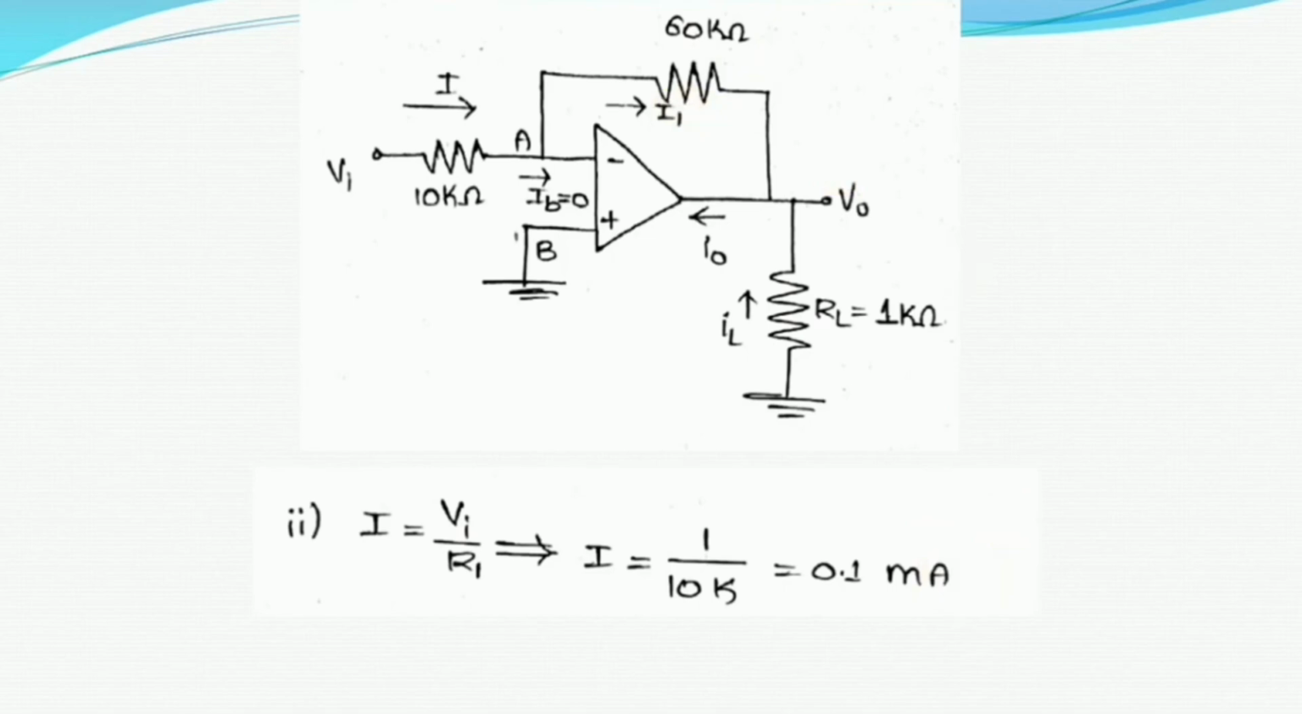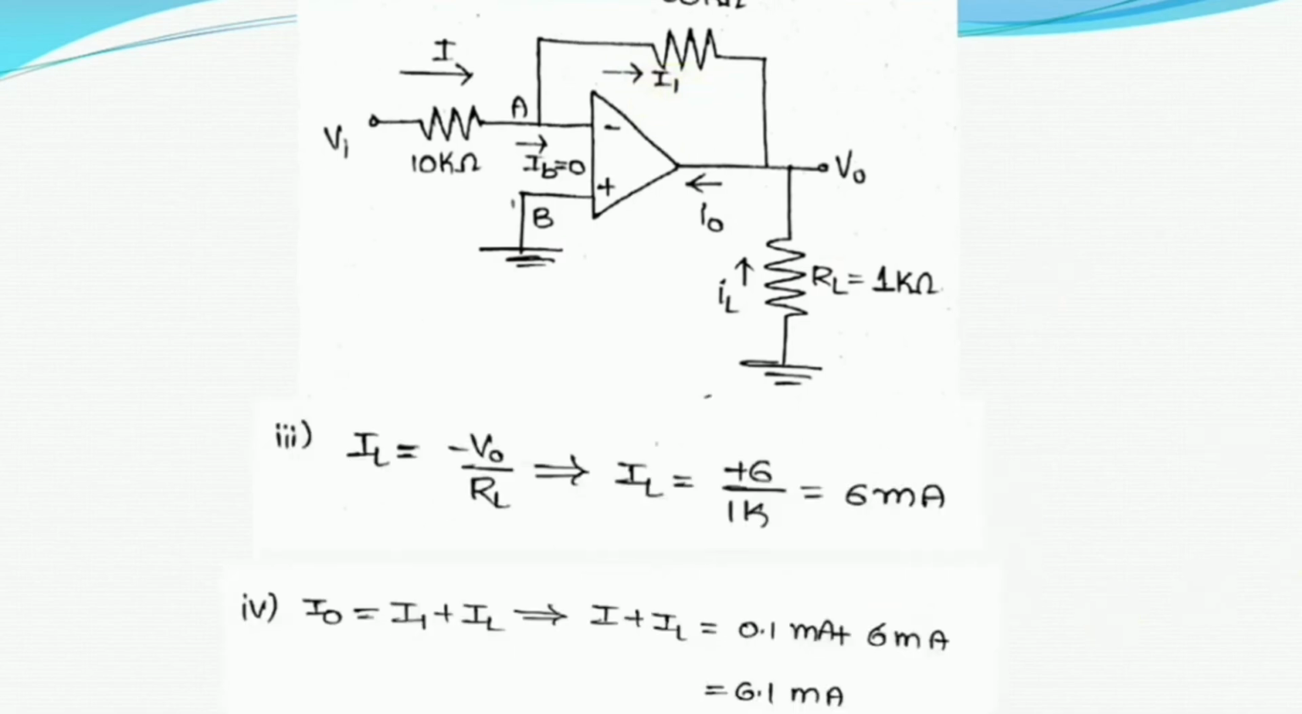Okay, that is one method. The other method is, if you clearly remember the theoretical concept of inverting amplifier circuit, we know that for the ideal op amp the currents flowing through the inverting terminal and non-inverting terminal is 0. So whatever the current that is entering at node A is always equal to the current that is leaving from node A. So we can say that I and I1 are equal. So from this I1 is 0.1 milliamperes.